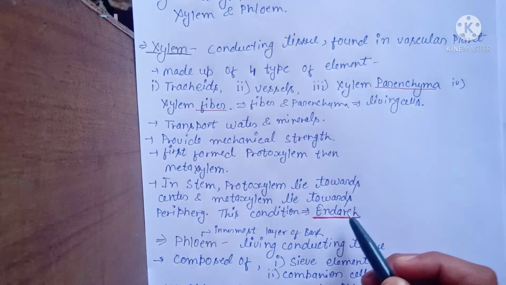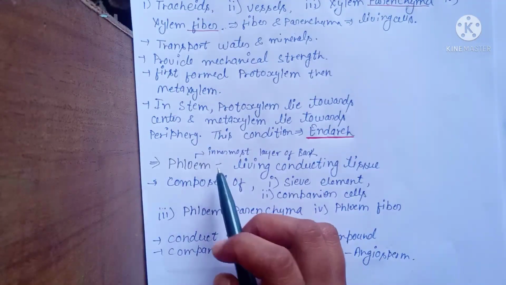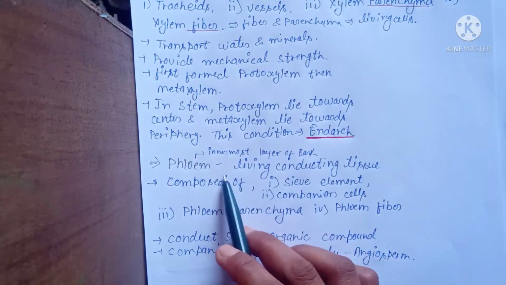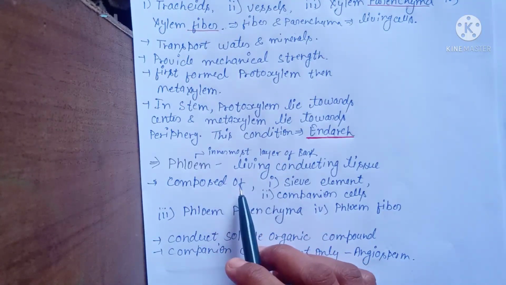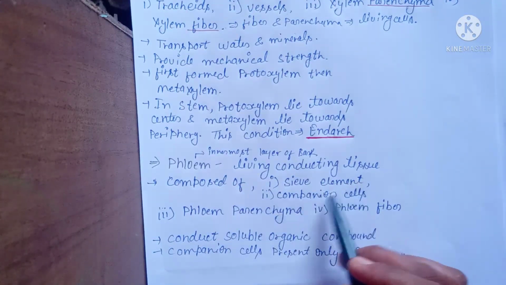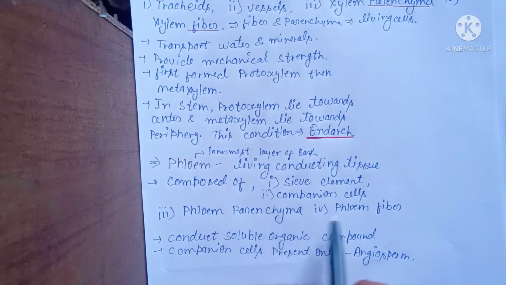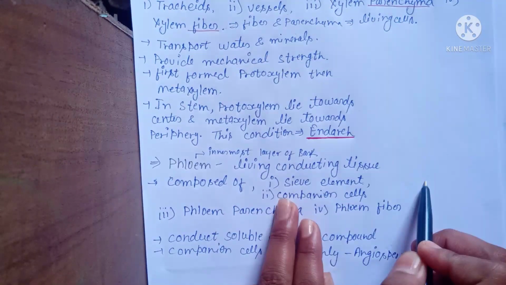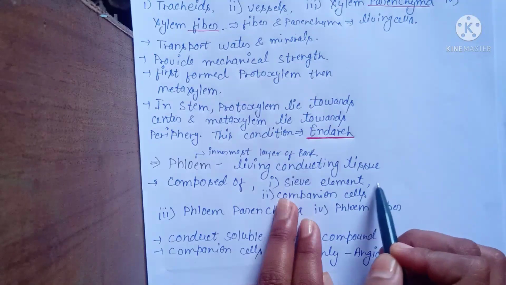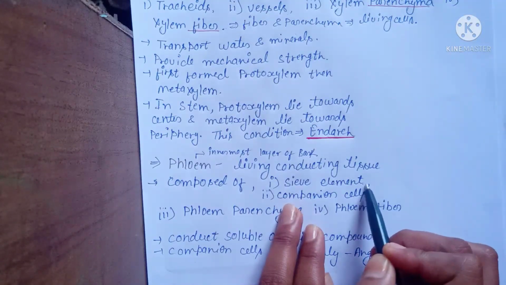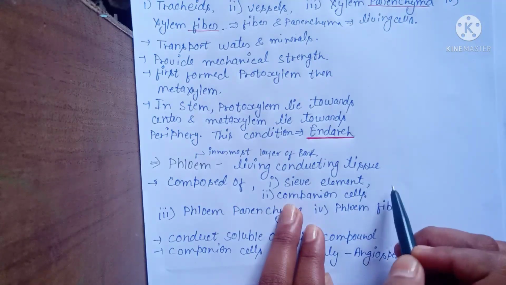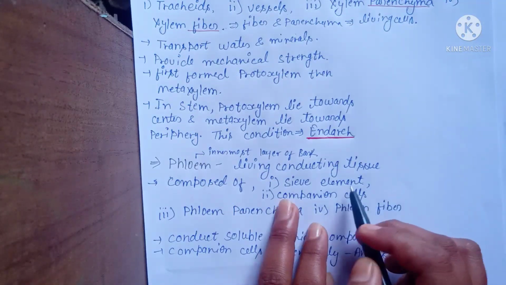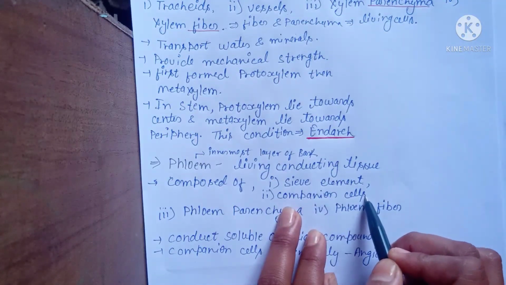Now we understand what is phloem. Phloem is a living conducting tissue, and it is found in the innermost layer of the bark. Phloem is composed of four types of elements: sieve tube elements, companion cells, phloem parenchyma and fourth, phloem fiber. So sieve tube elements are multicellular in origin, and the end part of the sieve tube element is perforated, vacuole large.